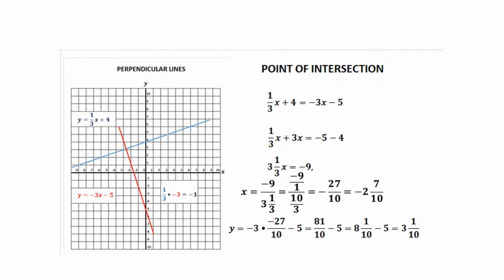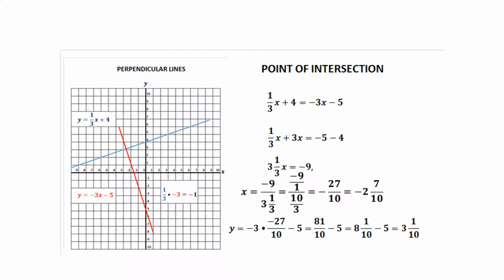Now, this is the case that we previously had on the perpendicular lines, and what we're interested in is, what is the point of intersection exactly? Not by looking at the graph and estimating, but exactly. Now, the key point here is where the two lines intersect, the x's and the y's are the same. So we're going to set the two y's equal to one another. One y is 1/3 x plus 4, and the other one is minus 3x minus 5.